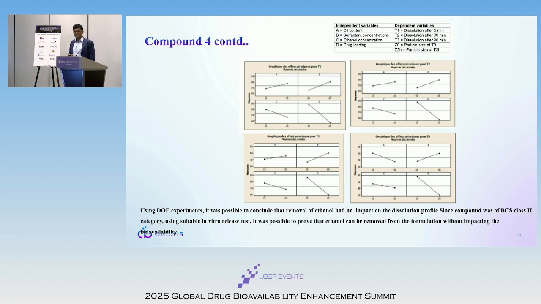As the drug was BCS class 2, based on the dissolution data it was possible to justify the removal of ethanol. It was possible to achieve the same dissolution profile as before, and based on this data, we then tried to get rid of ethanol from the final formulation.